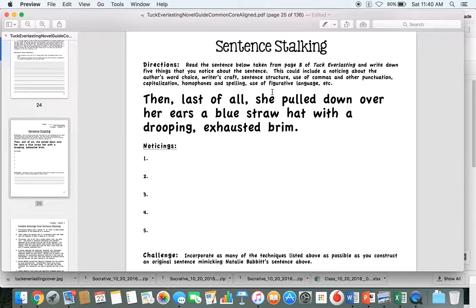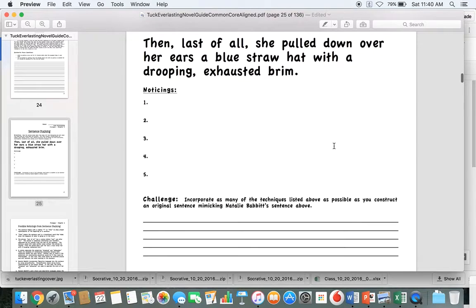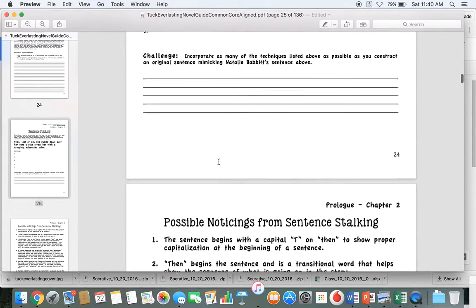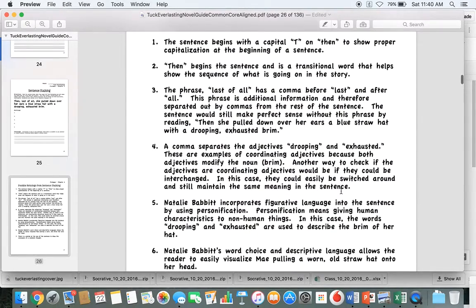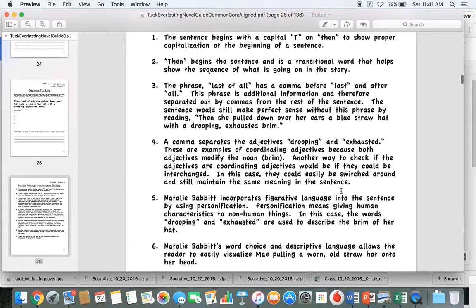So this sentence is talking about Mae Tuck and how she's finishing getting herself dressed, and the author writes this sentence. The challenge, it gives you a couple of things. It says, first of all, to write what you notice. And there's an example here. You're more than welcome to pause the video here if you need to, but you can see these are examples.